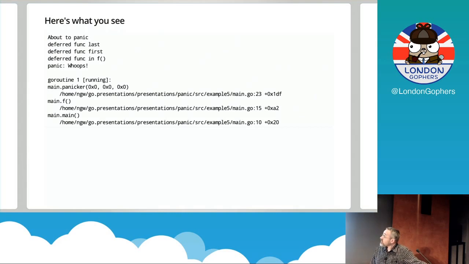And here's what you see. So this is the output. So you see the about to panic message, which was the first thing that we printed in our panicker function. Then you see the deferred functions called in reverse order. So the last is first and the first is last. And then you get the deferred function from the function that called it. And then there's the output from panic. So you see the panic message, you see the panic string, then the message that you passed, and then some details about what got called. So it shows you that main called F and F called panicker, and it shows you the file names and line numbers.